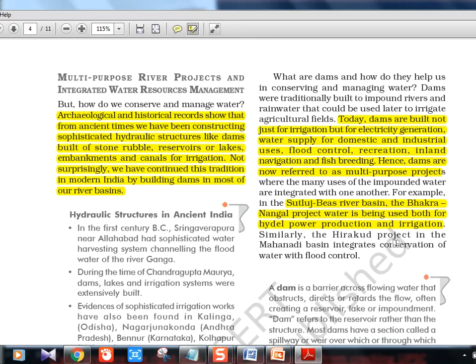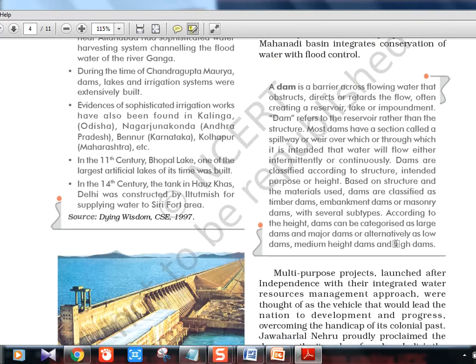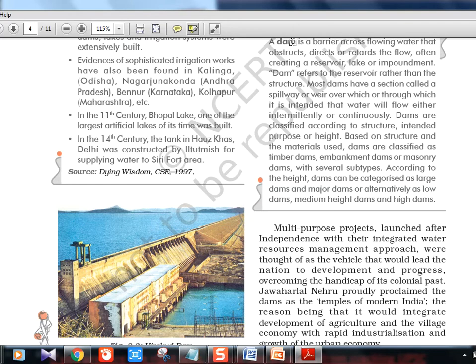From childhood we are learning this, I think in almost all the geography textbooks. What is a dam? A dam is a barrier across flowing water that obstructs, directs or retards the flow, often creating a reservoir, lake or impoundment.